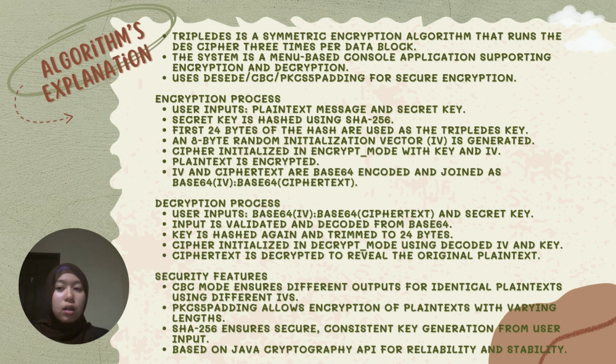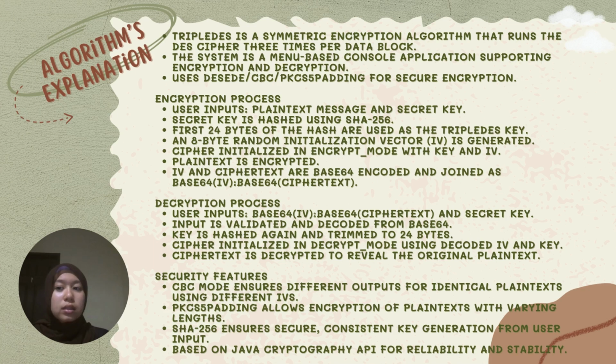To decrypt a message, the user inputs the base 64 encoded string in the format IV, ciphertext, and the same original key. The system separates and decodes the IV and ciphertext. The key is hashed again using SHA-256, trimmed to 24 bytes, and used to initialize the cipher in decryption mode. The ciphertext is then decrypted back into plaintext and displayed.